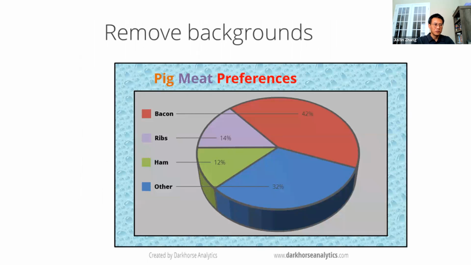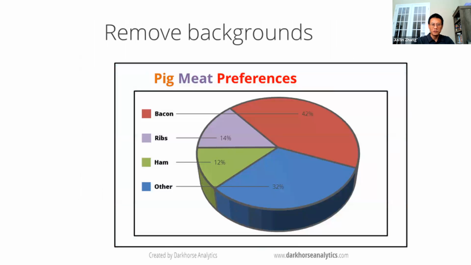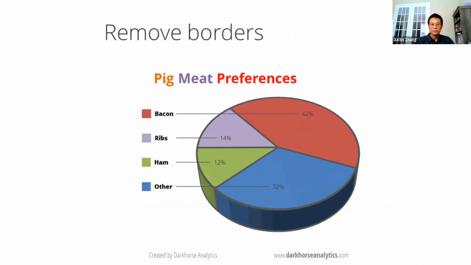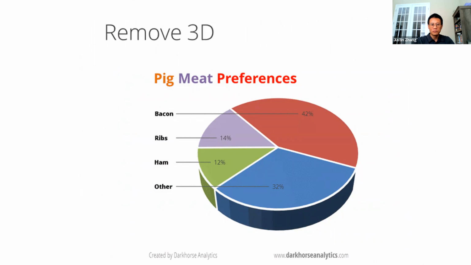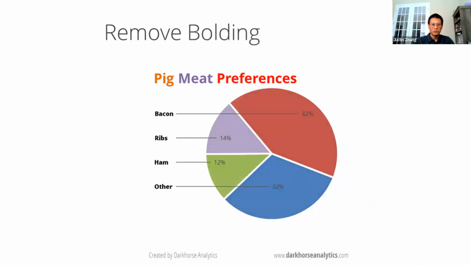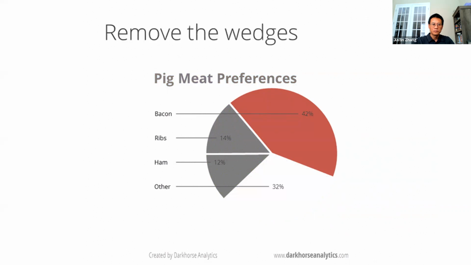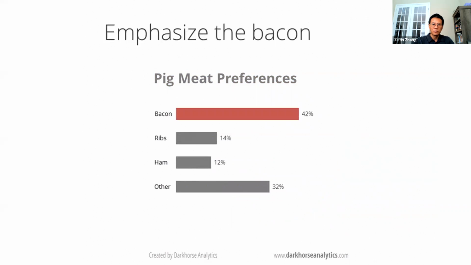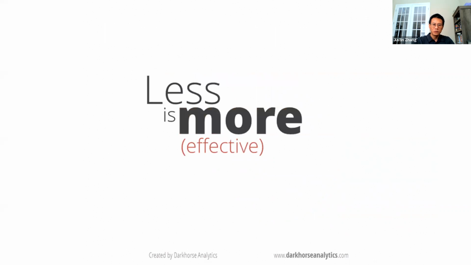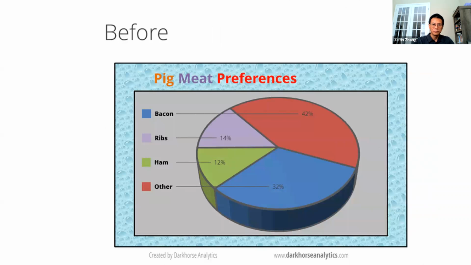So here is an animation to simplify a pie chart. There are four slices. You can remove the 3D and reduce colors. And then second, convert it into a bar chart. This will achieve the same purpose with better effects.